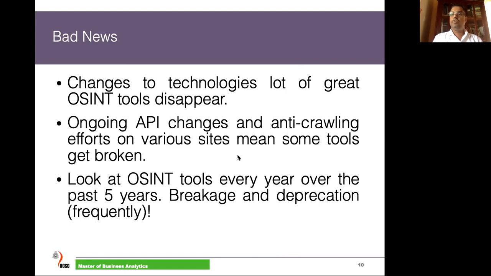Maybe 5 years ago, Facebook used a technology called Graph API. People used that to collect information. Facebook closed it down 3 years ago. So the tools based on this Graph API are obsolete now. So the data collection tools in this area become obsolete really, really fast. If you purchase some tools for OSINT, you should know that maybe it works only for a few months, or maybe only for 1 or 2 years, not more than that, because of technology changes and API changes on different websites.